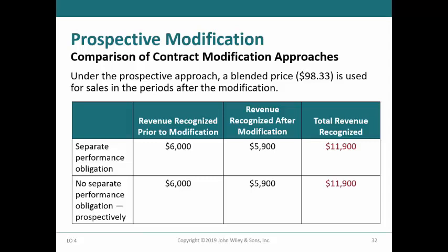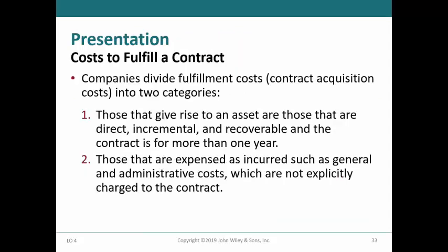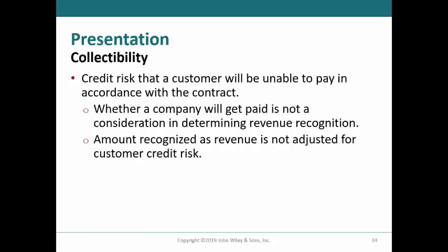The difference in the two methods is the unit price that is applied to the products as they are delivered. Companies are allowed to capitalize costs to fulfill contracts with a length of more than 1 year when the costs are direct, incremental, and recoverable. Other costs that do not meet these requirements are expensed in the period in which they are incurred. Credit risk or collectability is not considered when recording revenue on a contract. Normal bad debt expense is recorded as an adjusting entry using the allowance method.